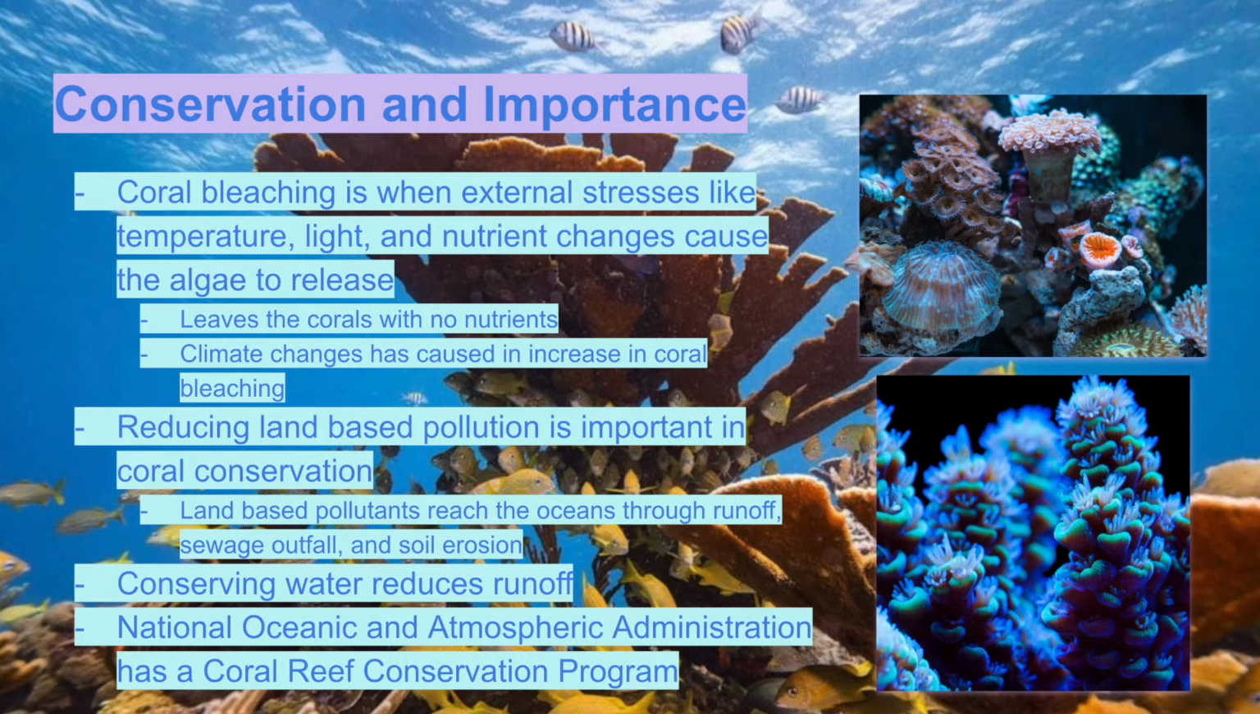So reducing land-based pollution is very important in coral conservation. The land-based pollutants can reach the oceans through things like runoff, sewage outfall, and soil erosion. And we can help by conserving water because conserving water reduces runoff. The National Oceanic and Atmospheric Administration has a coral reef conservation program as well if you're interested.